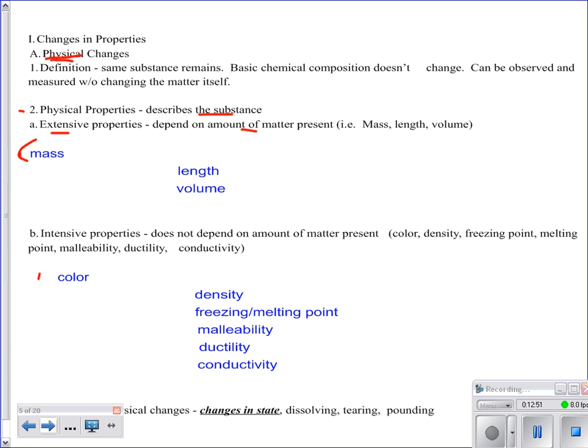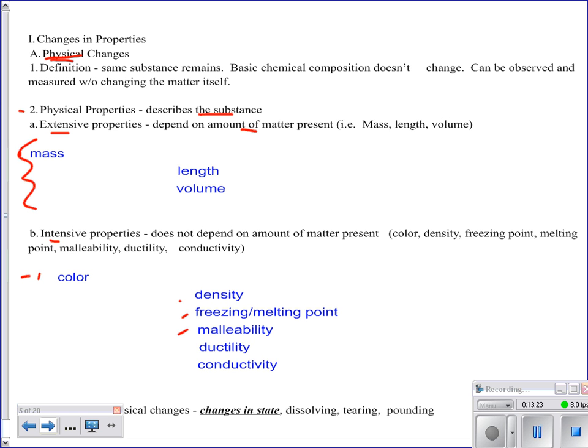We use this type of information, these extensive physical properties, when we're doing a lot of calculations in lab. More importantly, we look at a lot of intensive physical properties. And these don't depend upon how much matter you have. It doesn't depend upon the amount, just the substance itself. So it doesn't matter how much of it you have, the color is always going to be the same. We can talk about density, freezing or melting points, boiling points, that sort of thing.